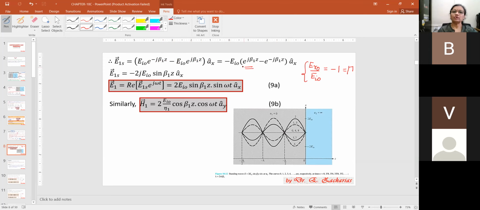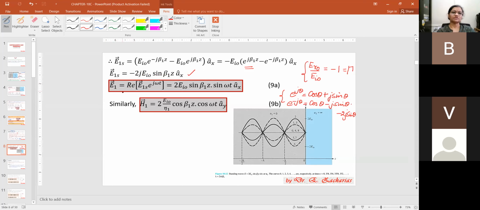After you write it in this form, you can see here that e to the power of j theta is equal to cos theta plus j sine theta, and similarly e to the power of minus j theta is equal to cos theta minus j sine theta. Now using these two, you can see here that only the sine part will survive. And this j, and already there is a j. So EIs is going to be minus 2j EI naught sine beta 1 z, because manipulating these two will give you minus 2j sine theta. Instead of theta, it is beta 1 z, and then EI naught is going to be there, and then ax. So this is the phasor representation of the net electric field in medium 1.